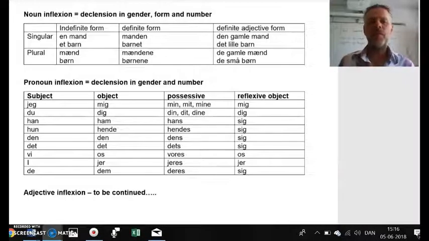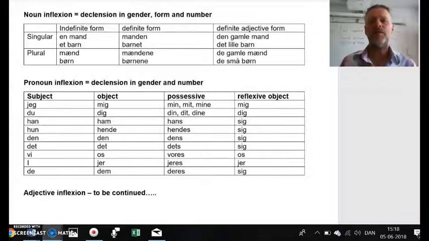We also have pronoun inflection. And in Danish, the inflection is in gender and number. We have subject pronouns, object pronouns, possessive pronouns, and reflexive pronouns. Adjectives as well inflect in Danish. Now let's have a look at how adjective inflection works.